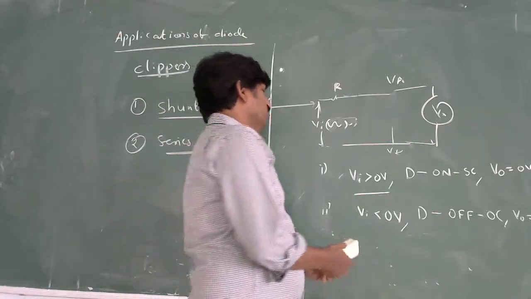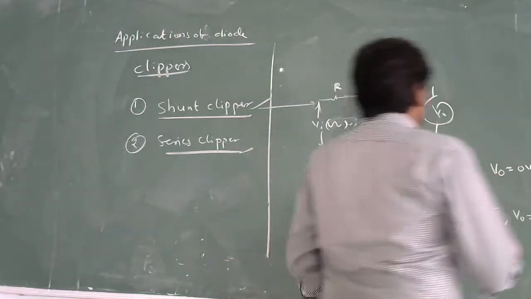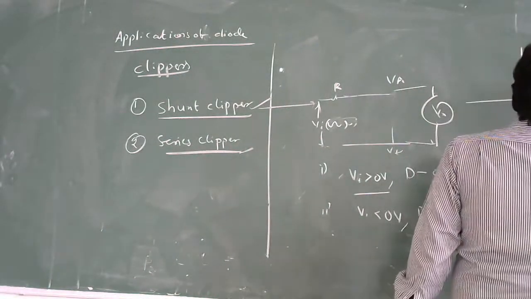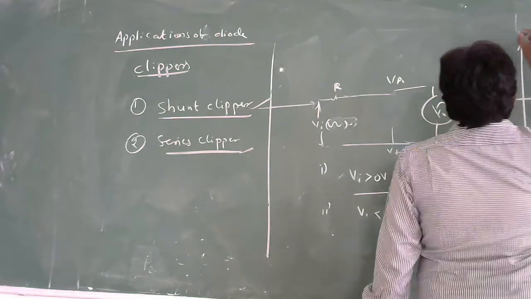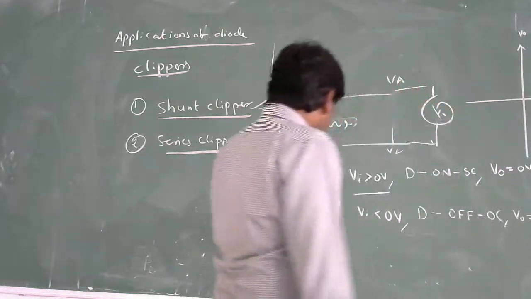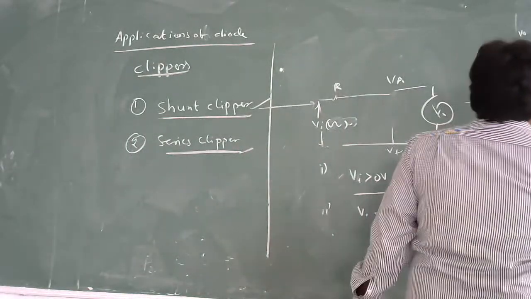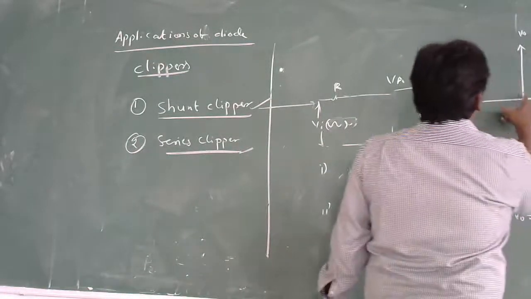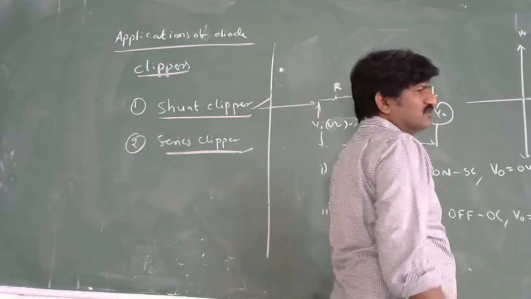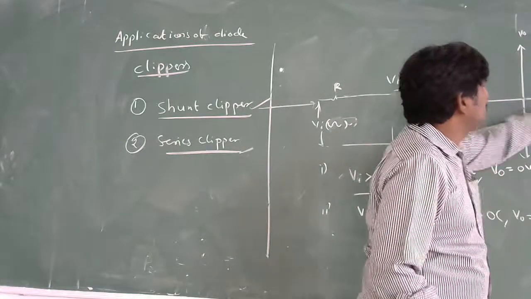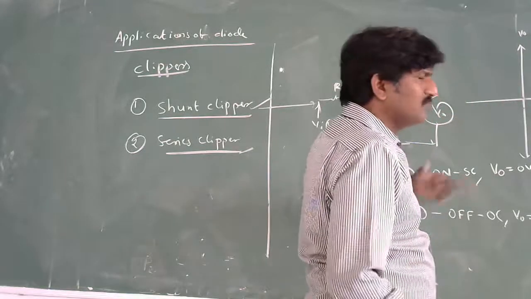Then we should go to the transfer characteristics of this clipper. What is the transfer characteristic? Let me take one graph. We have Vi on the x-axis and V0 on the y-axis. By using these conditions, we have to draw the graph. Here Vi is positive and this side is towards the negative. This is V0, towards the negative, and this side is positive voltage. When the voltage goes on increasing, what is happening? When it goes on decreasing, what is happening? We have to understand that.